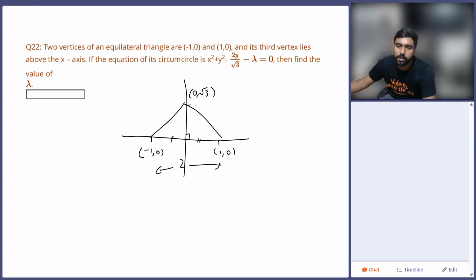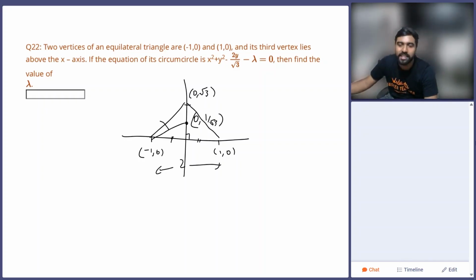Wonderful. Now you have been told that the equation of the circumcircle is given to you over here. Can I say, as it's an equilateral triangle, circumcenter, orthocenter, centroid, in center, everything will be same. So I will rather find the centroid of this circle. What is the centroid of this triangle? Sorry, that's 0 minus 1 plus 1, that's 0, comma, root 3 plus 0 upon 3, that's 1 upon root 3. So this is the center.